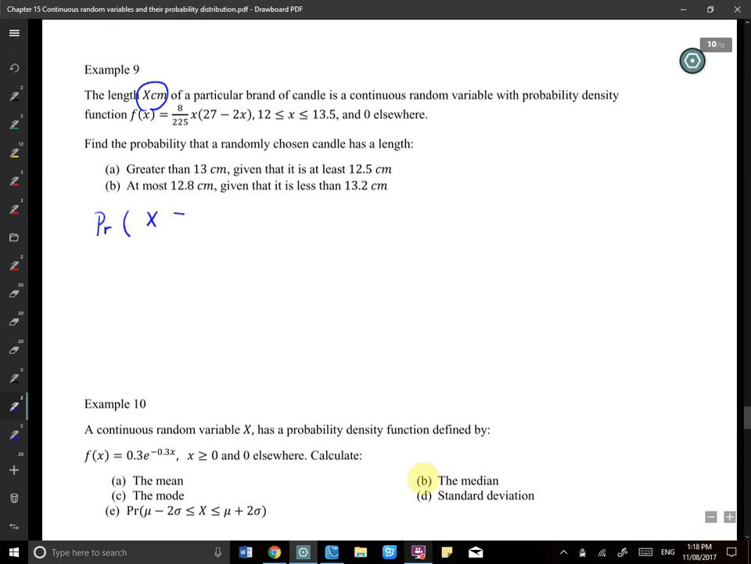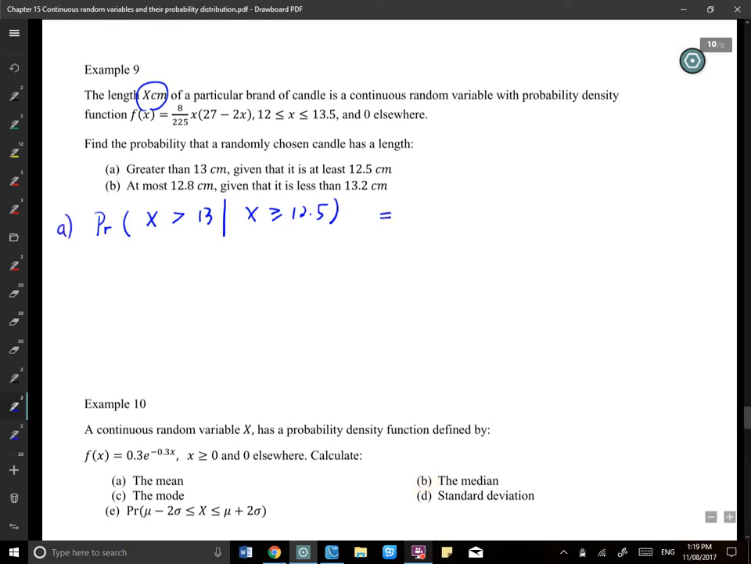What you know is the probability that X is greater than 13, given that X is greater than or equal to 12.5. In this question, you know that it's a continuous random variable. Whether I include 12.5 or not will be the same answer. But when you write the equation at the beginning, you need to write it correctly. For example, at least means it can equal 12.5, so it's greater than or equal to 12.5. Greater than 13 means larger than 13. So you need to set that up correctly, even though the answer will be the same, because your method might be wrong.